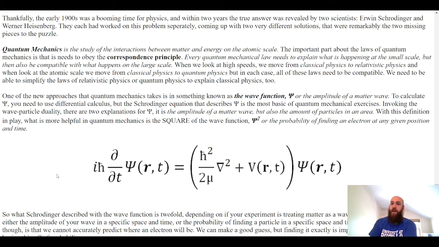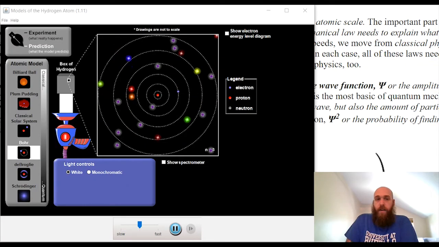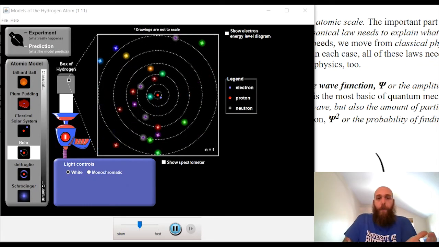We can't say anything for certain. We're dealing with probabilities. It is most likely to be here or there, but we're not exactly certain. And that's what we've been building up to with our movement from the Bohr model to the de Broglie model, and now to our best model, the Schrodinger model. The math that comes out of Schrodinger's formula is all about probabilities.